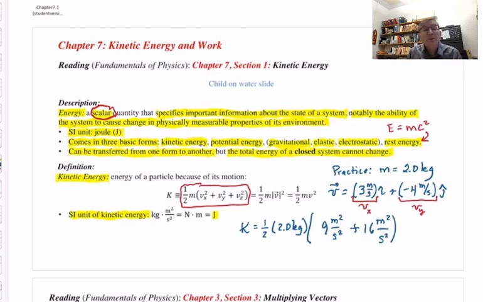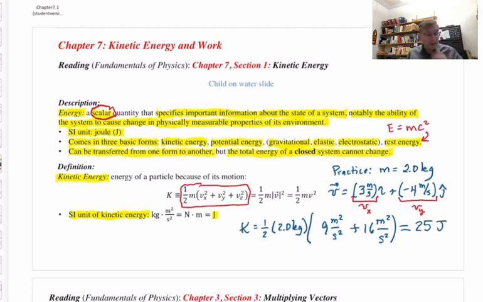By its definition, by its formula, there's no way to get a negative result. Now, what do you get here? Well, 9 plus 16 is 25, and 1/2 of 2 is 1, so you get 25 kilogram meter squared per second squared, which is joule.